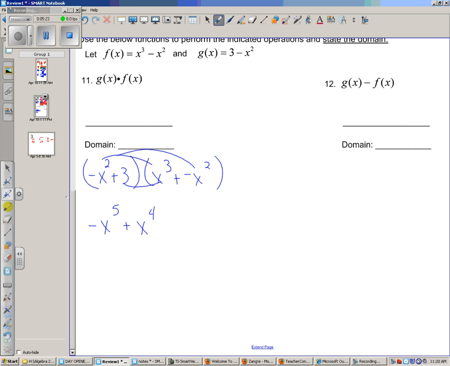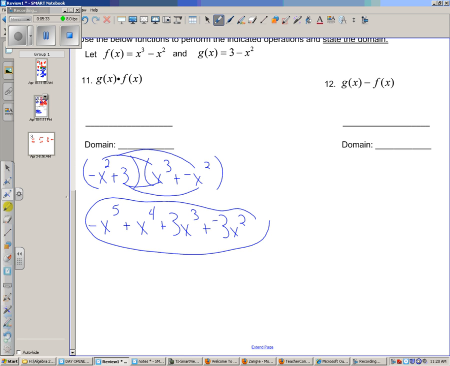So 3 to x cubed and 3 to negative x squared. And then from here, I can't do anything. This is as good as it's going to be. This is what would go in the blank. It's in standard form. It's all different. I can't combine any like terms. And again, I don't have x in a denominator, x in an even root. This is good to go. So this is in all real numbers.